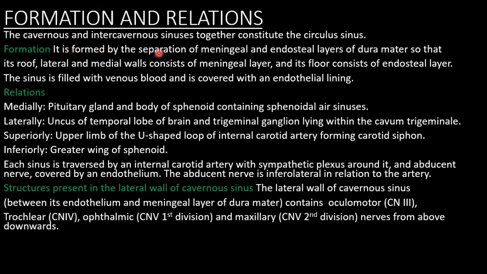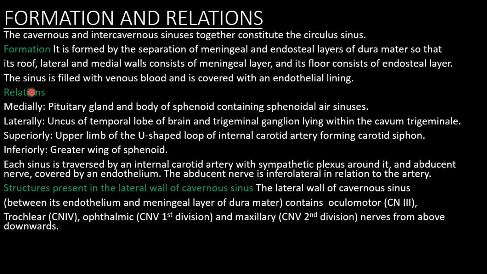How is the cavernous sinus formed? It is formed by the separation of the meningeal. So remember the 2 ways I told you how the sinuses are formed. This one in particular is formed by the separation of the meningeal and the endosteal layer of the dura mater, so that the roof, please note this, the roof, the lateral wall, and the upper part of the medial wall are formed by the meningeal layer, but the floor is formed by the endosteal layer. Okay, the sinus is filled with venous blood and is covered with an endothelial lining.